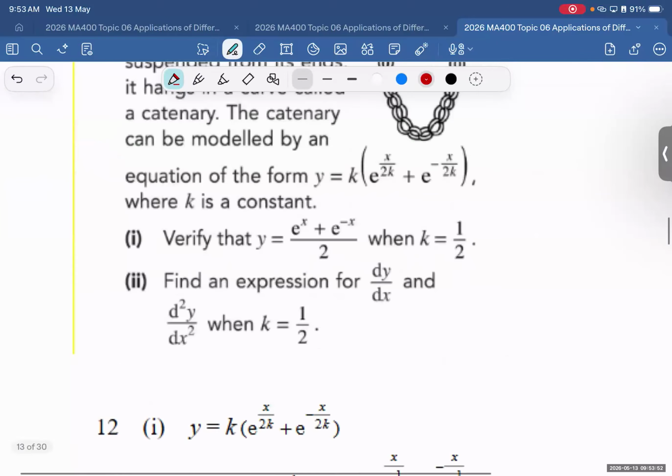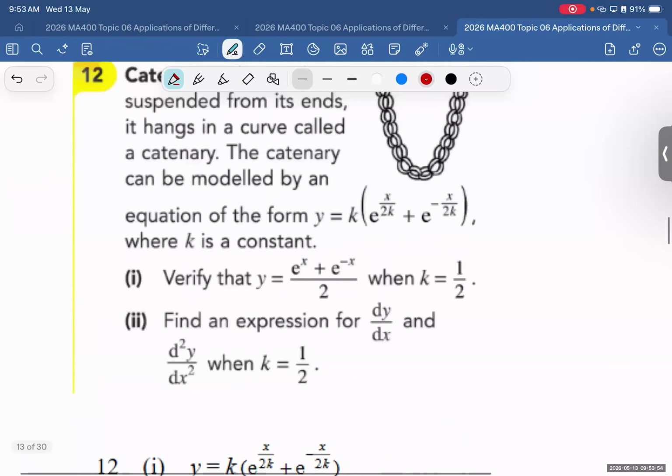Okay, question 12. Question 12. Okay, let's go. 12 part 1.